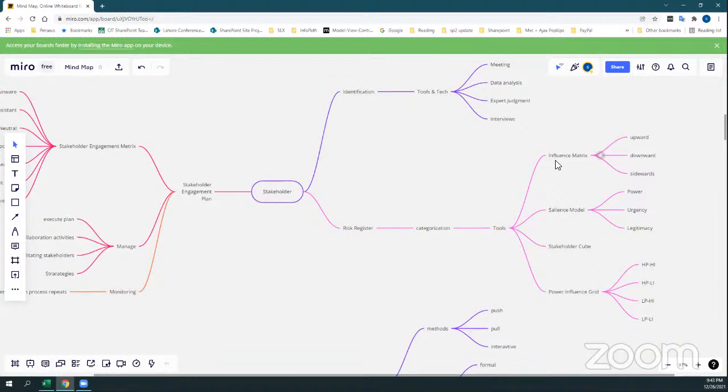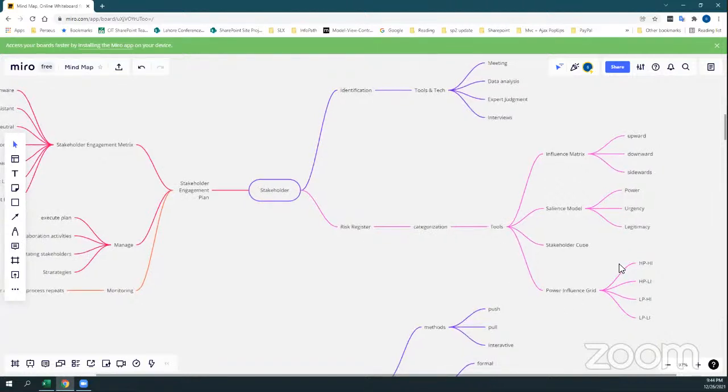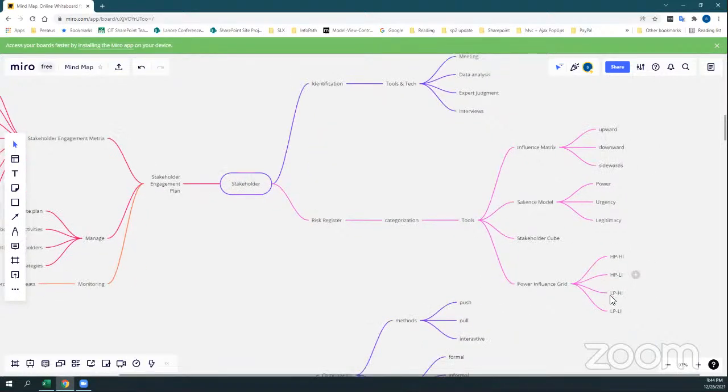Then we have the salience model, where we define power, urgency, and legitimacy. Then we have the stakeholder cube, where we add a third-dimension extra attribute to evaluate, for example, the geographical location. In this one, we also have the power-influence grid, where we evaluate their interest and power, and then we categorize. Here we have high power, high interest; high power, low interest; low power, high interest; and then low power, low interest.